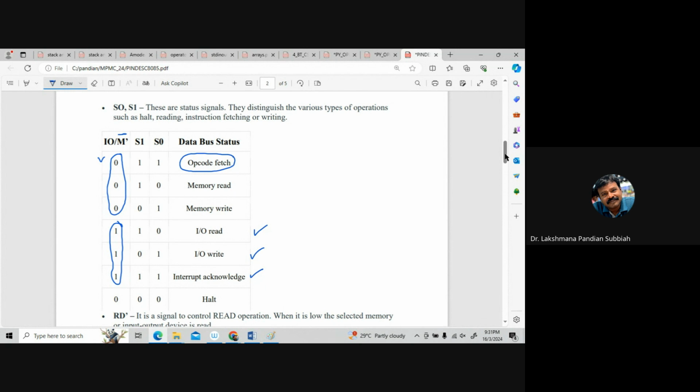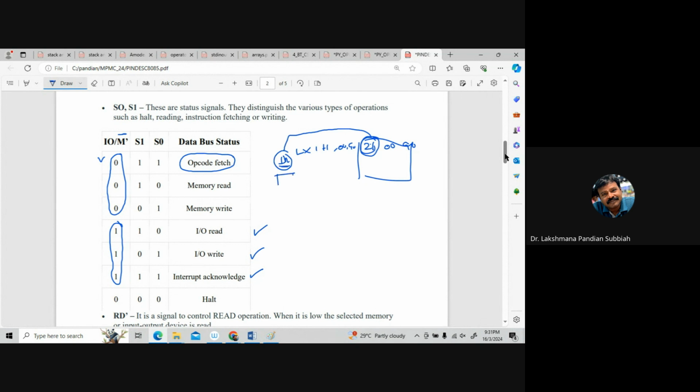In that program we have, for example, LXI H, where the opcode is 21, followed by the address 0090. So this is the opcode, and the opcode is read from your program memory. We read the memory area, that is a memory read, into the instruction register. So the opcode is moved to the instruction register.